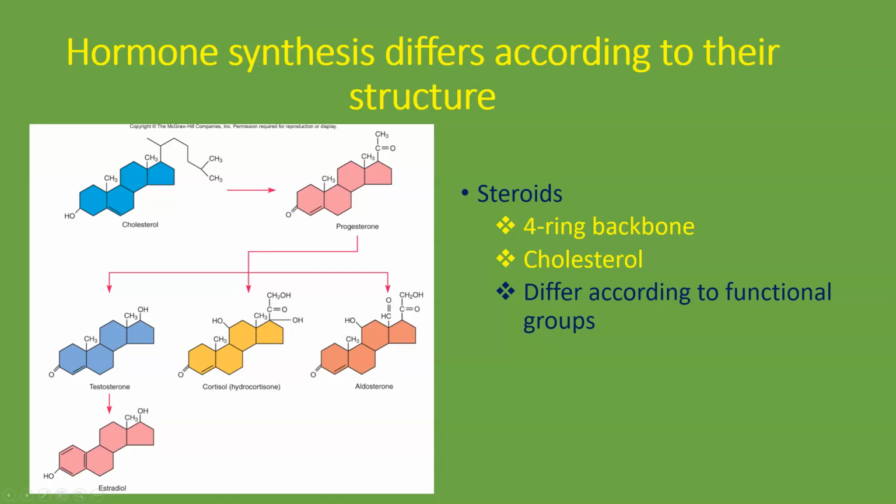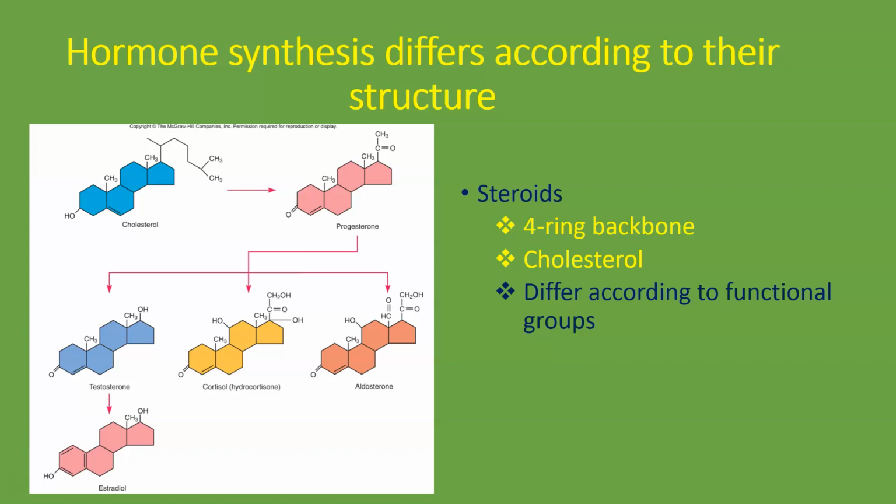Hormone synthesis is going to vary according to their structure. As I said before, the steroid hormones are made only in the gonads, which are the ovaries and the testes, and in the adrenal cortex. I just wanted you to note that all of these hormones have a very typical structure. They have a tetracyclic ring structure, which means that they're made up of 4 different rings.